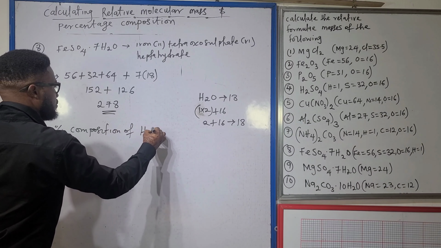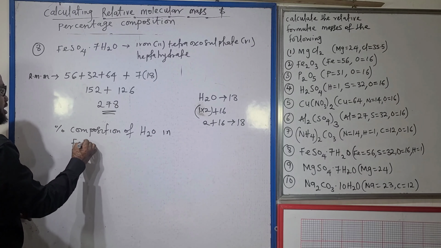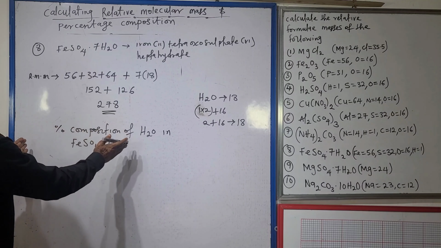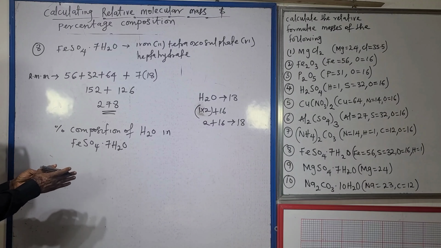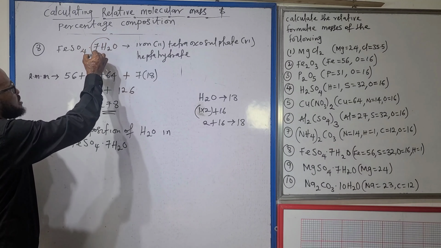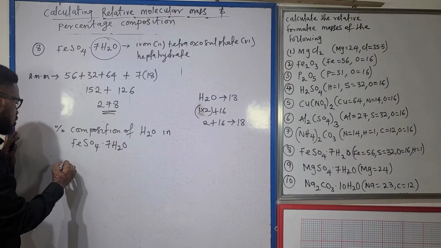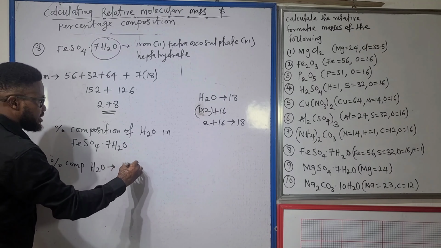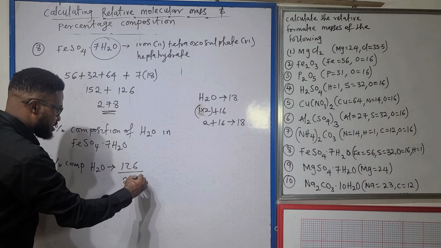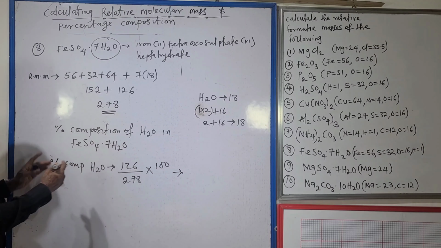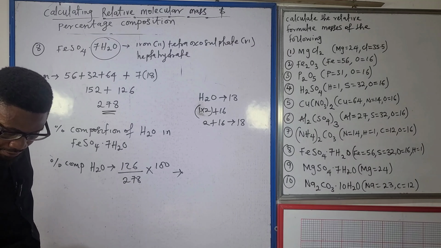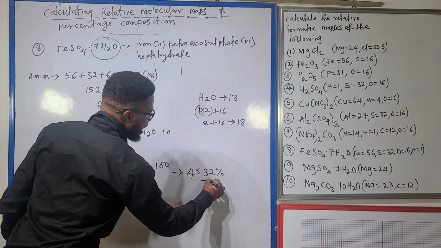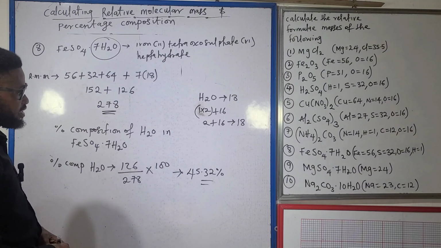So imagine here, I am told to calculate the percentage composition of water in iron(II) tetraoxosulfate(VI) heptahydrate. I have seen a JAMB question looking like this. So what that means is that when you look at the water of crystallization here, that is actually 7 times 18, and that's 126. So percentage composition of water here is going to be 126 out of a total of 278 times 100. That is how you get the percentage of your water of crystallization, and that is 45.32%. That is the percentage of water here.